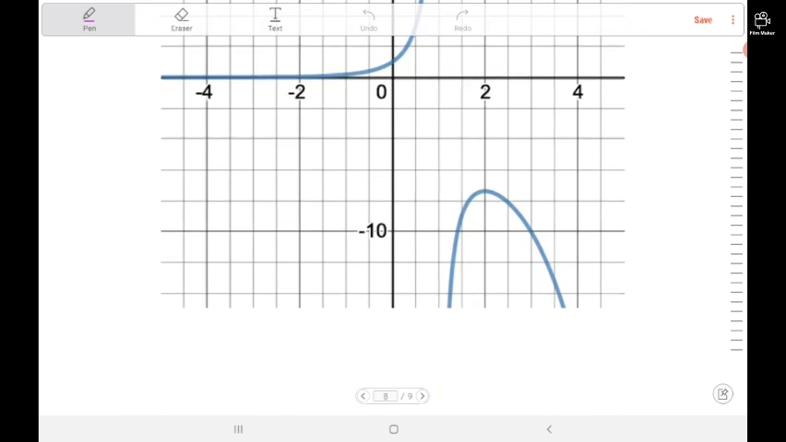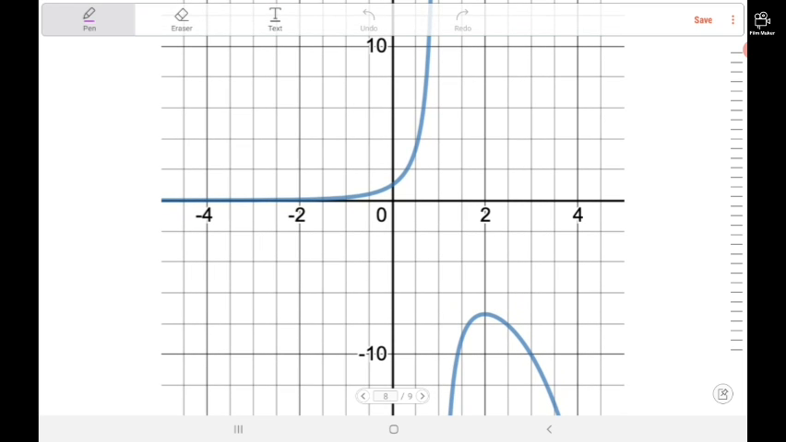And let's have a quick look at what Desmos shows it to look like. And we'll see that, yes, this does look much like the drawing on the previous page. So that's a good sign.